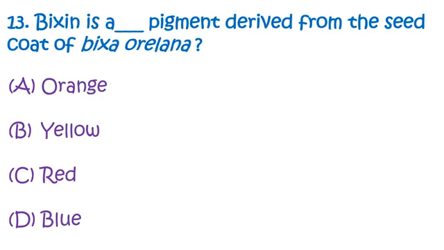Question number 13. Bixin is a dash pigment derived from the seed coat of Bixa orellana. Options are option A, orange, option B, yellow, option C, red, and option D, blue. And the correct answer is option C, red. Bixa is a tropical shrub plant and it is also known as annatto, bixin or butter color. It gives a red color and is normally used in dairy and bakery products as it is soluble in fat.